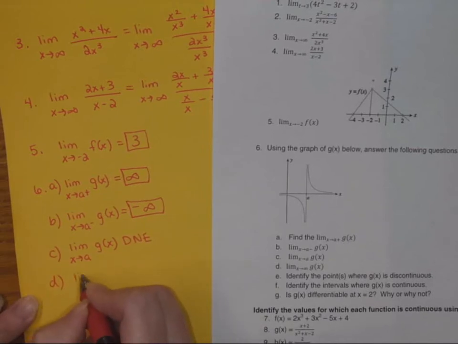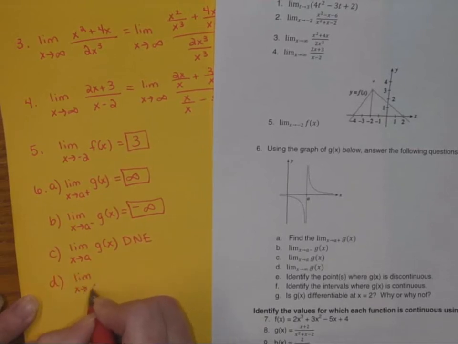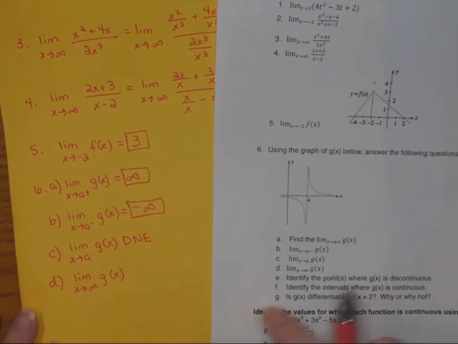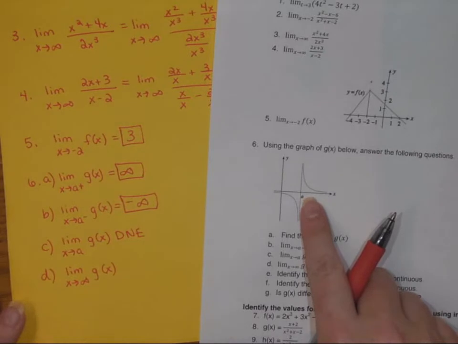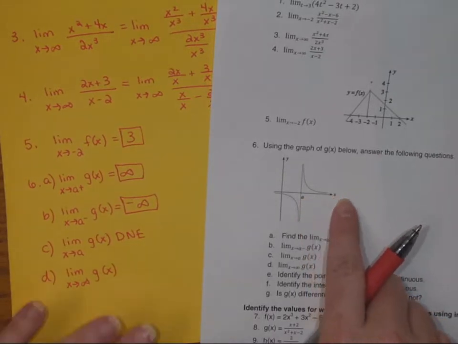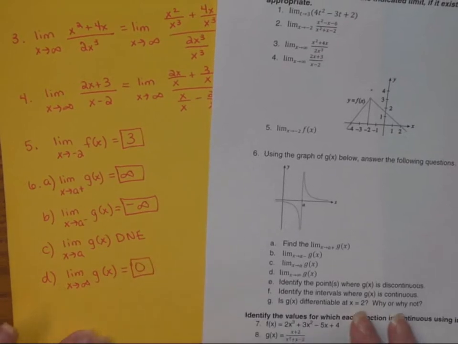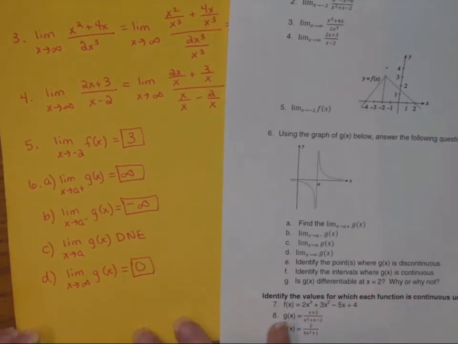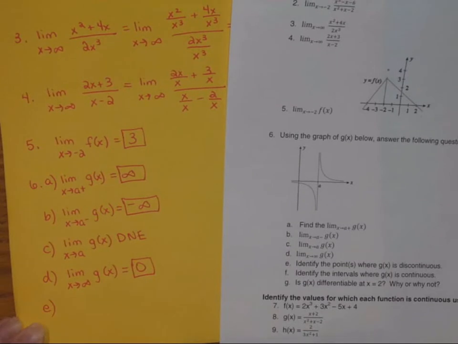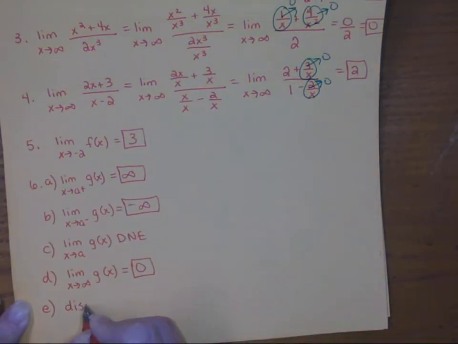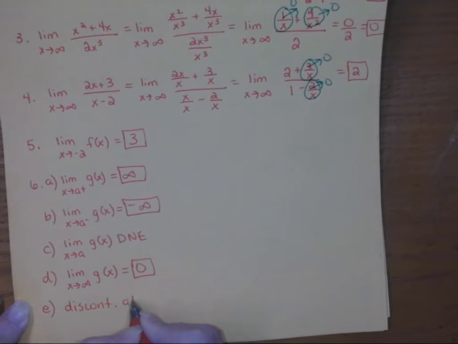Okay, part D, the limit as x approaches infinity of g of x. So notice this is asking the limit as we go to the right. As we go to the right, y gets closer and closer to 0, so that's the limit. Okay, so part E, where is the graph discontinuous? Remember the prefix dis means not. So it is discontinuous at x equals a.